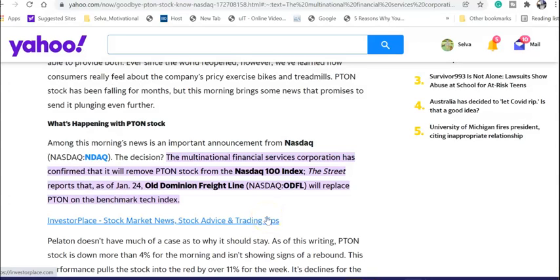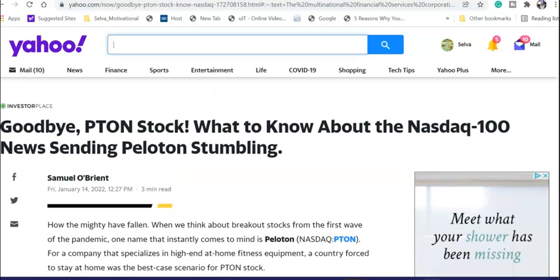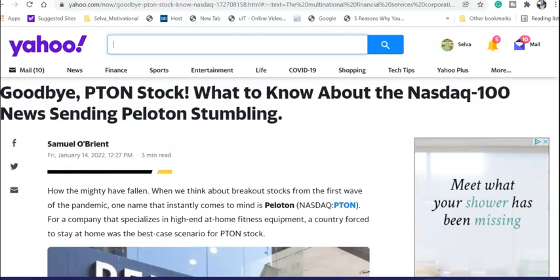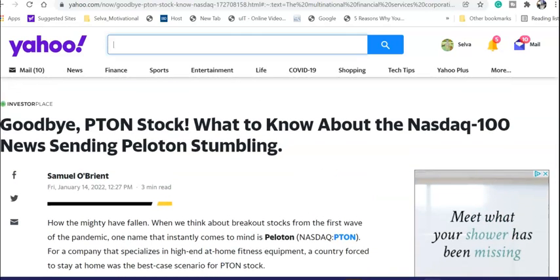So in this video we are looking at news basically saying that PTON stock is being taken out of the Nasdaq 100. What it means is, if the stock is coming out, all the funds which are replicating the Nasdaq 100 have to also remove PTON. So there will be a lot more selling pressure in addition to the already existing selling pressure because of fundamentals.